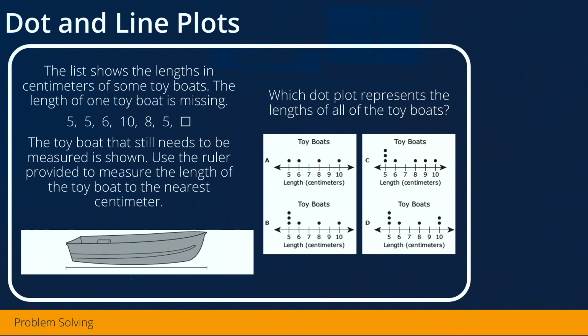And here's another example. The list shows the lengths in centimeters of some toy boats. The length of one toy boat is missing. The toy boat that still needs to be measured is shown. Use the ruler to measure the length of the boat to the nearest centimeter, and then which dot plot represents the length of all of the toy boats? So this is a multi-step problem where students have to measure something and then fill that in with their data and then find the data that's represented in that line plot. So there's a lot going on here, but what is core is that students understand how line plots work and how to interpret line plots.